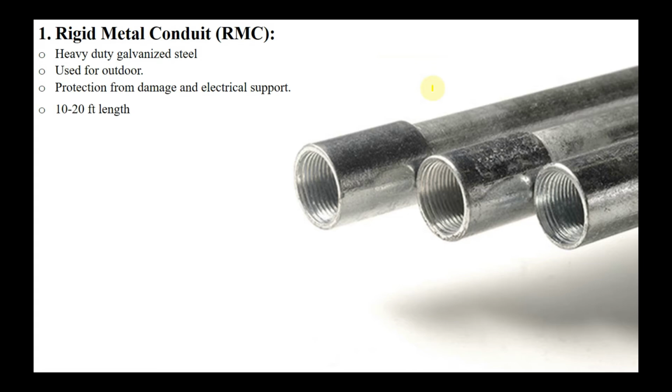Now the question arises: why is it used for outdoor, why can't it be used for indoor? Basically this conduit is made of heavy duty galvanized steel, so it will protect your wire from weather changes, like rain and other very severe environmental conditions. If we use EMT or any other conduit, it can't protect the wire in that way. That's why RGS or RMC is specified for outdoor. It usually comes in lengths of about 10 to 20 feet.